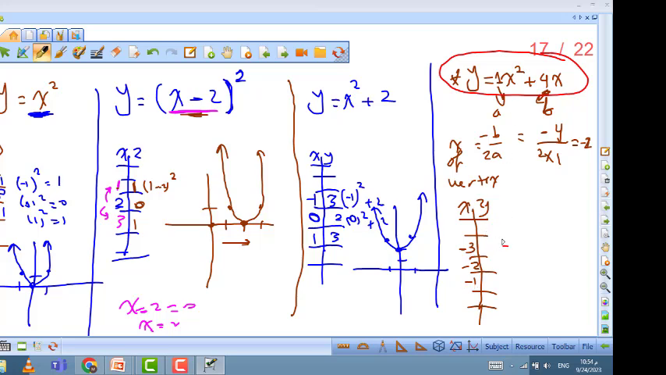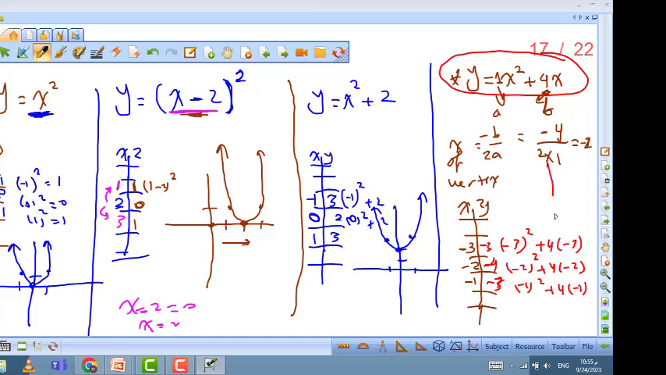I'm going to replace: negative 3 squared plus 4 times negative 3, 9 minus 12 makes negative 3. Negative 2 squared plus 4 times negative 2, 4 minus 8 makes negative 4. Then negative 1 squared plus 4 times negative 1. Look guys, it's negative 3 also, it means I am right.